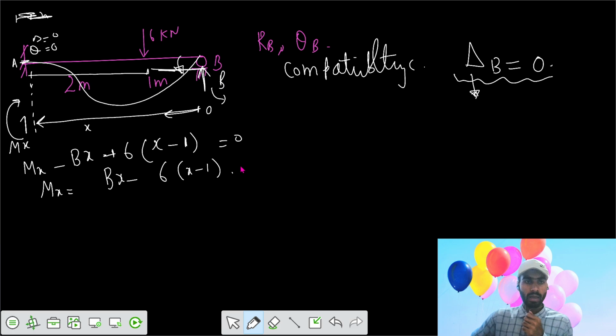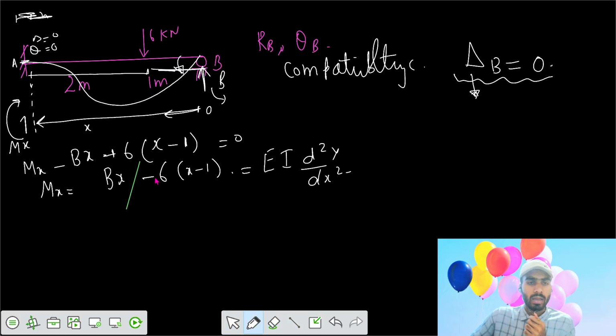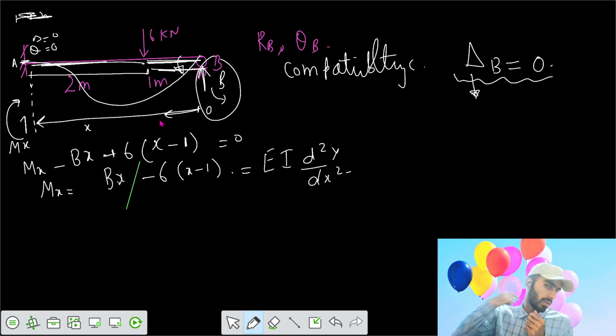Now we know that this equals EI d2y by dx2. So now we have to apply the Macaulay's signs also. Bx is valid for all those spans. Say this was your span AB, this was your span BC, this is valid for all spans. So this is your first term. Then after that you have the next term, that minus 6 into (x minus 1).